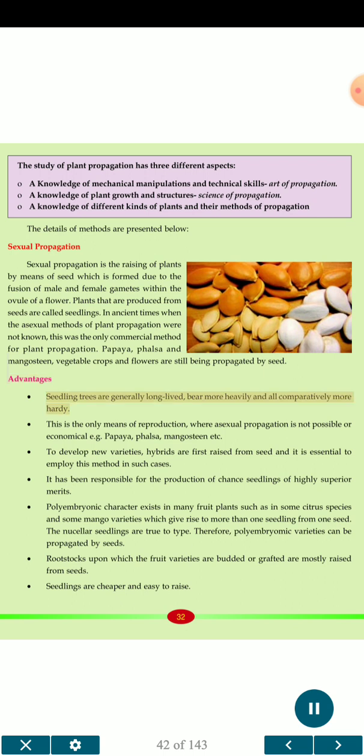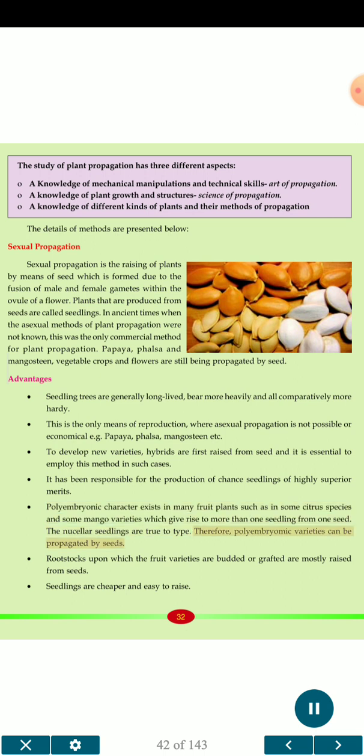Advantages. Seedling trees are generally long-lived, bear more heavily and are comparatively more hardy. This is the only means of reproduction where asexual propagation is not possible or economical, e.g. papaya, falsa, mangosteen etc. To develop new varieties, hybrids are first raised from seed and it is essential to employ this method in such cases. It has been responsible for the production of chance seedlings of highly superior merits. Polyembryonic character exists in many fruit plants such as in some citrus species and some mango varieties, which give rise to more than one seedling from one seed.